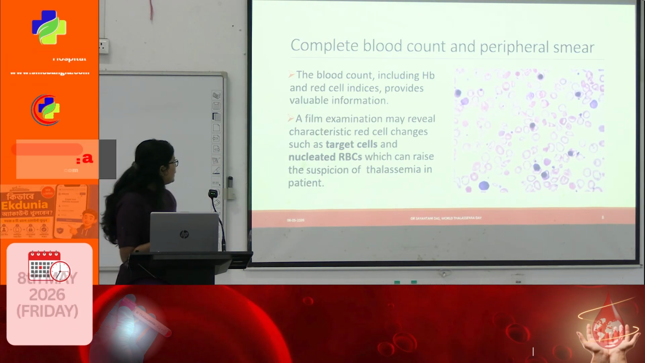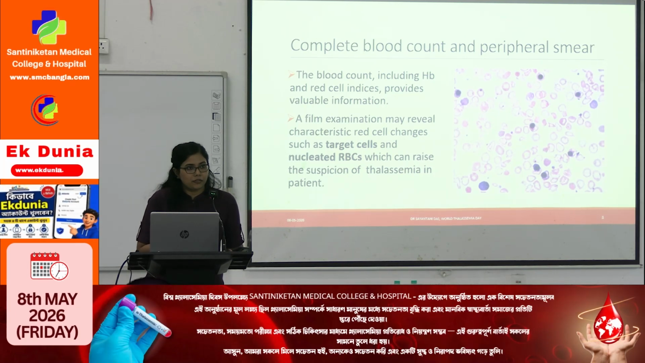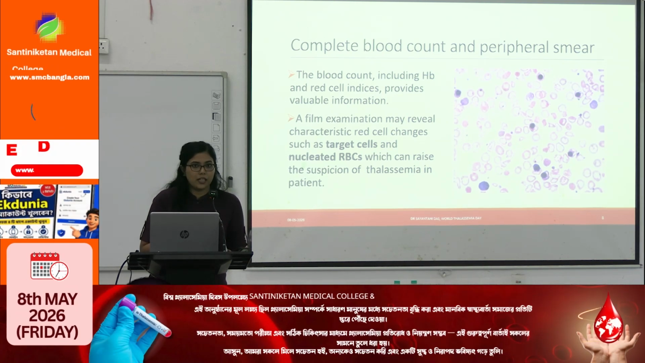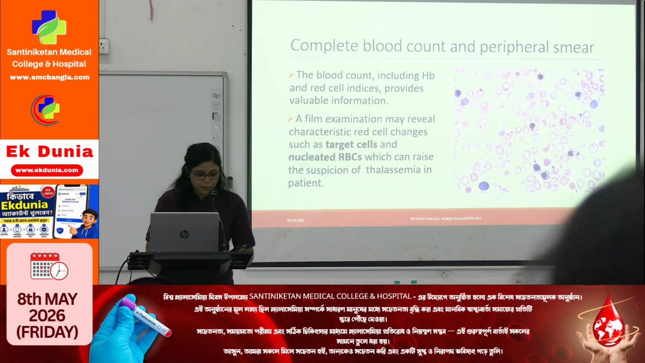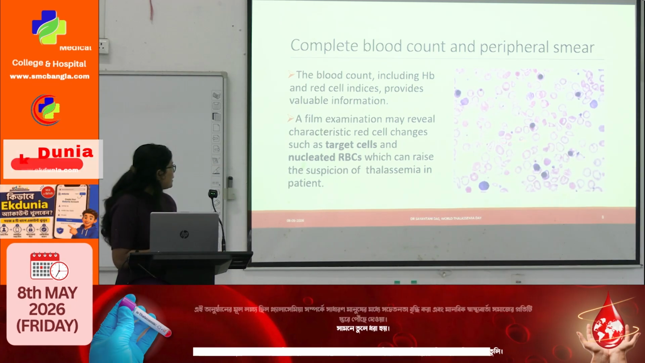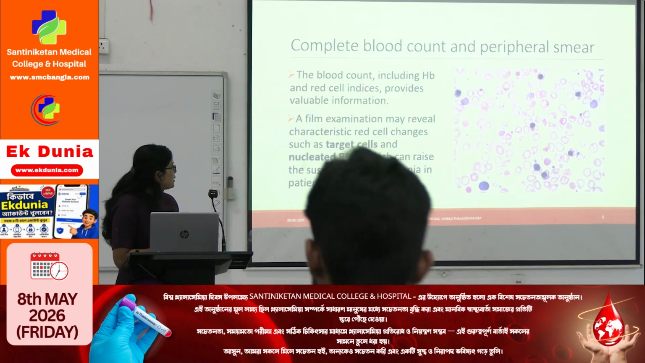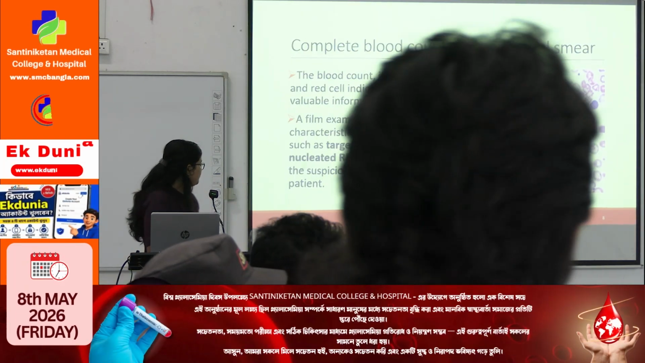In complete blood count, we see all the RBC indices, including the hemoglobin, the mean corpuscular volume, the mean corpuscular hemoglobin, and all these are very valuable information. And once we prepare a slide from the blood of the patient, in the peripheral smear we can see characteristic findings like target cells and nucleated RBCs, which can significantly raise the suspicion of thalassemia.